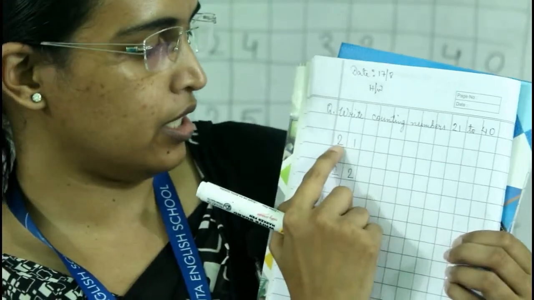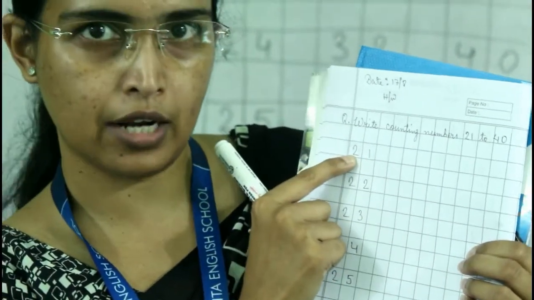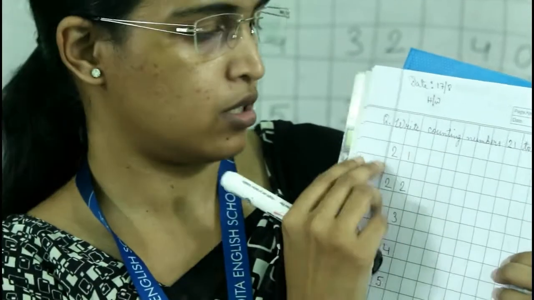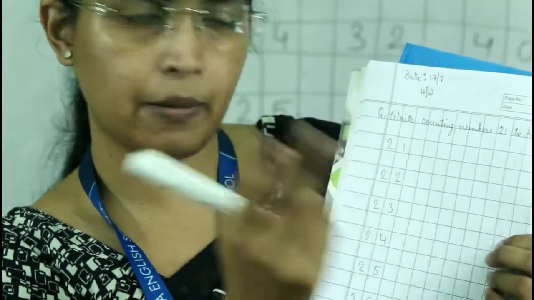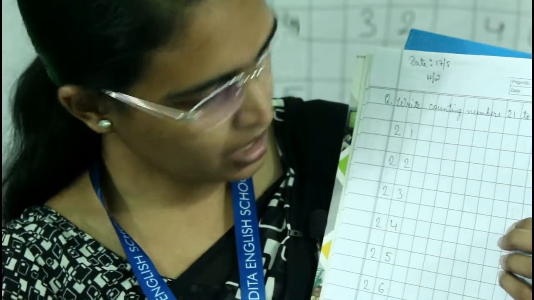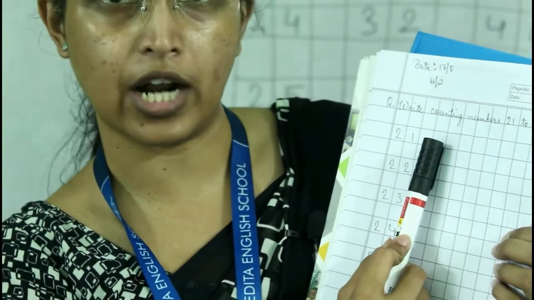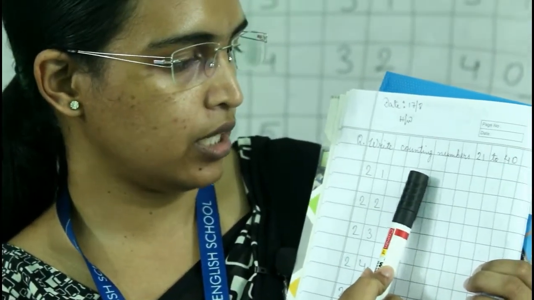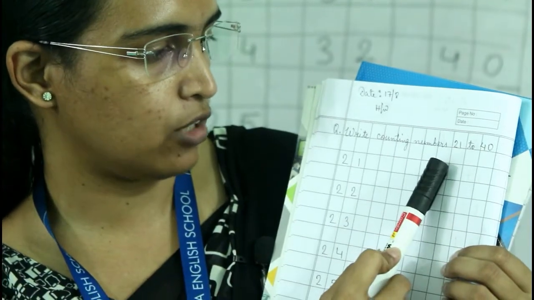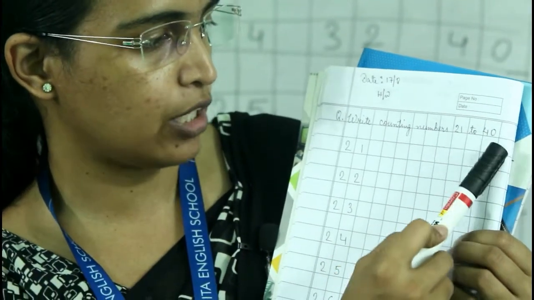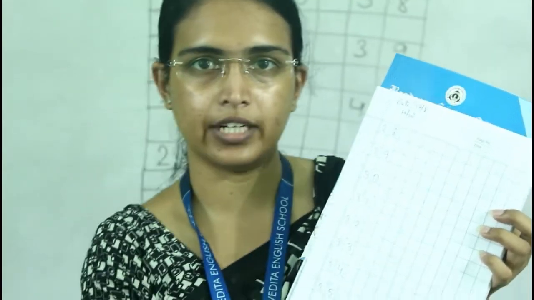So 21, here it is written 2 in one box and 1 in another box. So write these two numbers in separate boxes. Then leave this line and from here you have to write 2 1 21. Then again leave one line, 2 1 21. Again leave one line, 2 1 21. In this way you have to write.